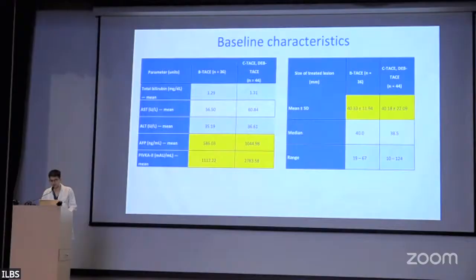The baseline lab parameters: the AFP in the BTACE group was around 590, while in the CTACE DEB TACE group it was 1044. The mean PIVKA was 1117 in the balloon TACE group, while it was 2783 in the CTACE DEB TACE group. The mean size of the treated lesion was 40 mm in the balloon TACE group and 40.1 in the CTACE group. But there was a higher variation in the tumor size in the CTACE DEB TACE group.